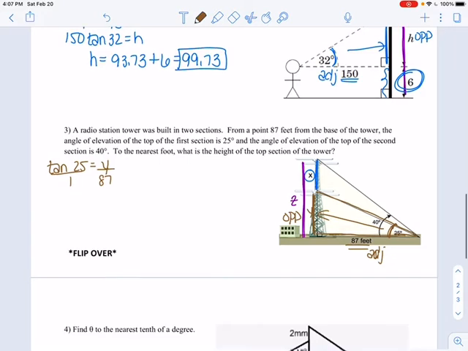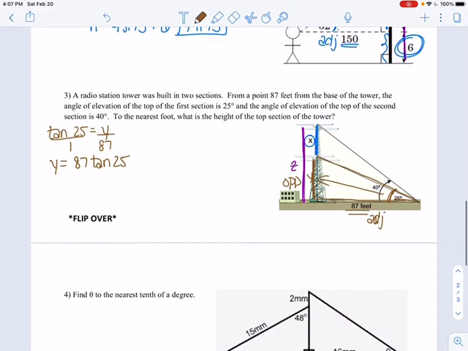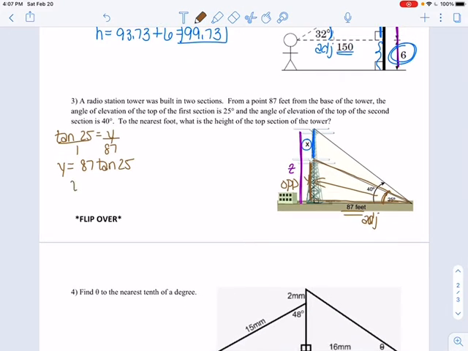So we'll cross multiply and solve. So we're going to have Y equals 87 times the tangent of 25. So again, inside your calculator, you're just doing 87 times the tangent of 25 and hit enter. And again, when you do that, you should get an answer of 40.57. Okay, I won't round again until the end.